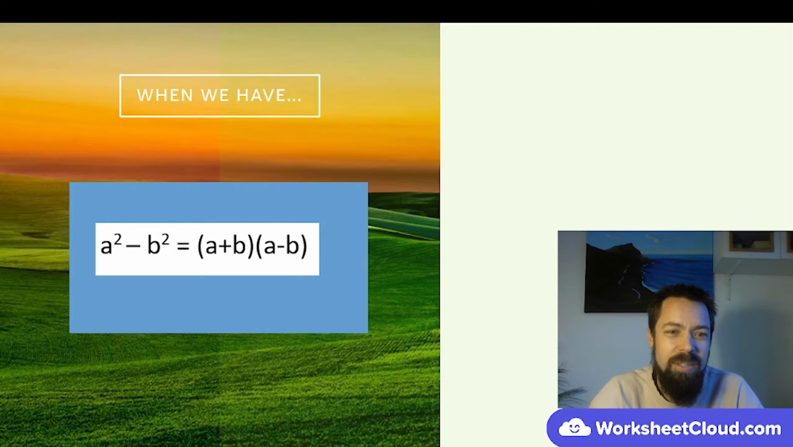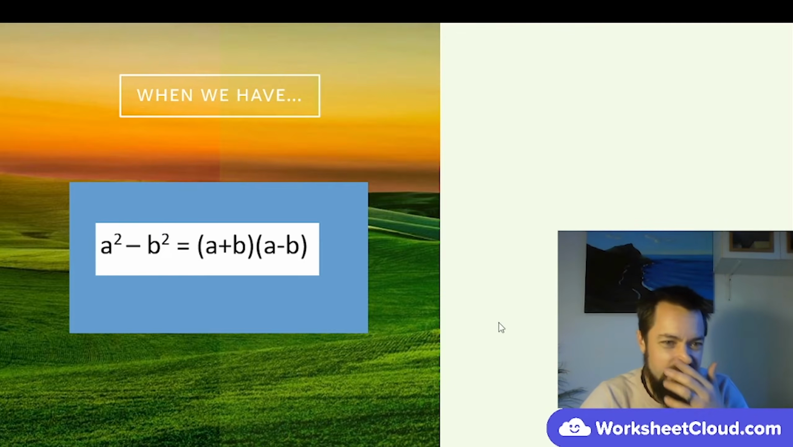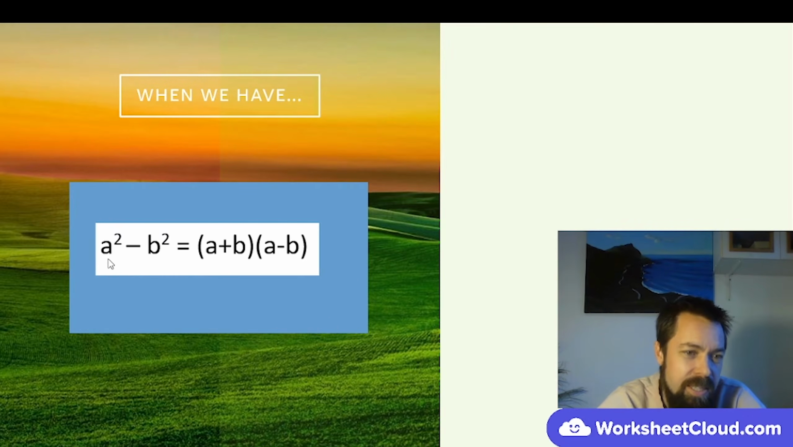Right, okay, so here's what it says. If we have two terms like this, a squared and b squared, and we have a subtraction in the middle, then the answer is going to be two brackets, one a plus, one a minus. The first term is going to be the square root of the first one, so both of those are the square root of a squared, and the second term is going to be the square root of the second one. Obviously this is the very simplest format. We can get a little bit more complicated than this, but it's pretty straightforward.